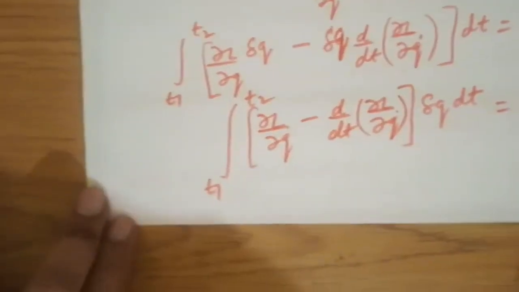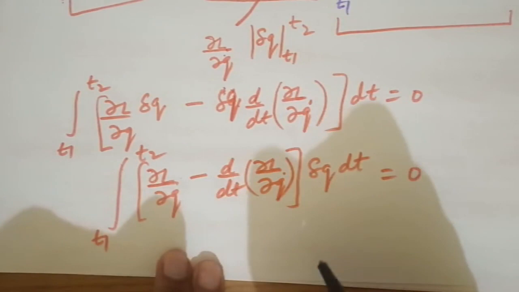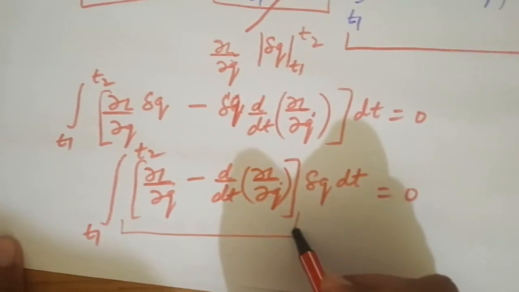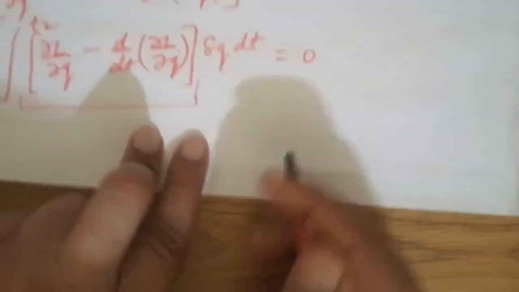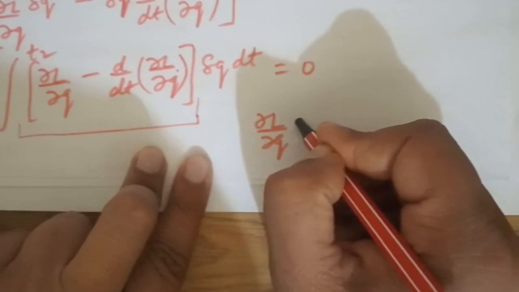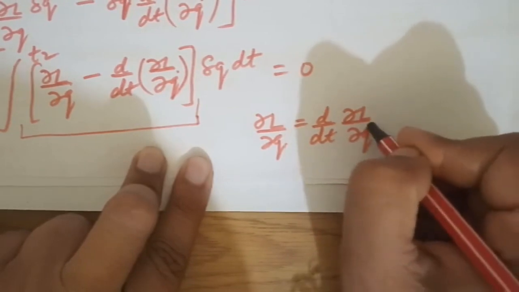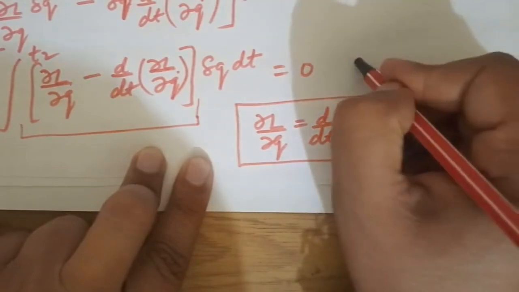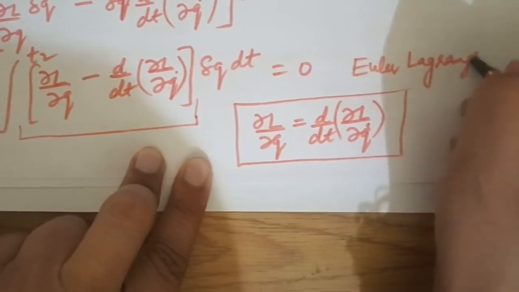Now this is true for any arbitrary variation in Q. So if this is to be 0 always, it is only possible if the integrand itself is 0. So what we are left with is curly L by curly Q is equal to d by dt of curly L by curly Q dot. And this is called the Euler-Lagrange equation.